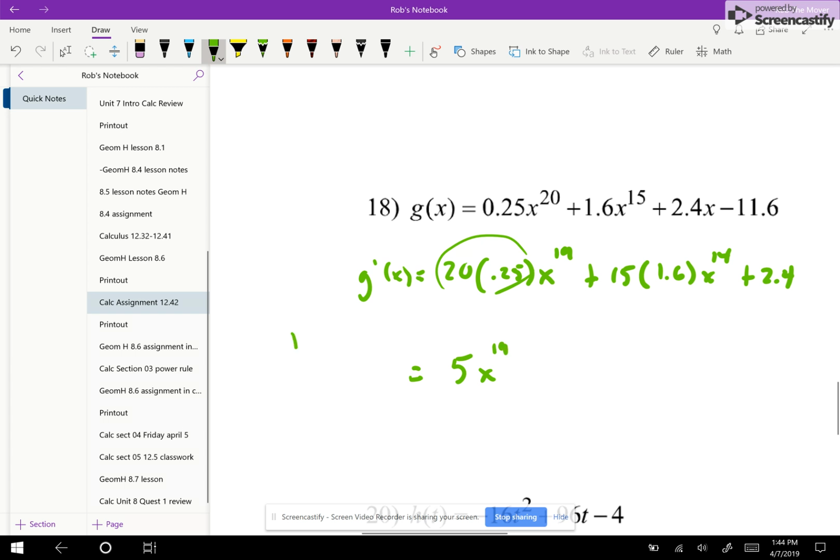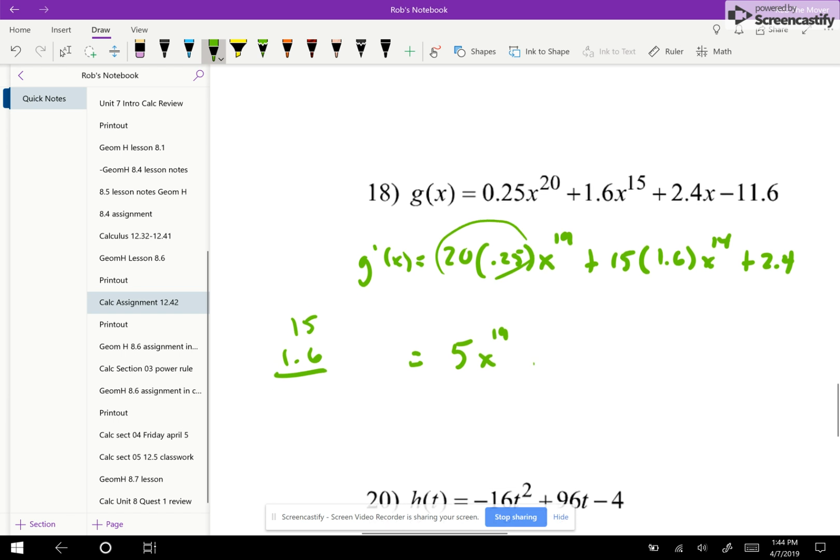15 times 1.6 might take a little bit of effort on your part, but you should be able to do this. Now, 10 times 1.6 is 16, and 5 times 1.6 is half of that. 16 plus 8 is 24. I can do that in my head.